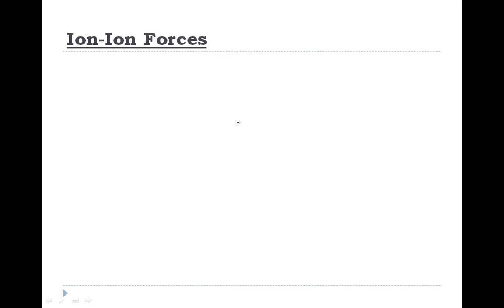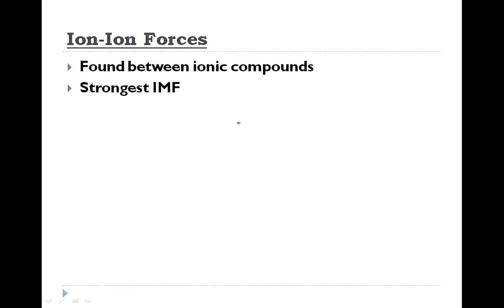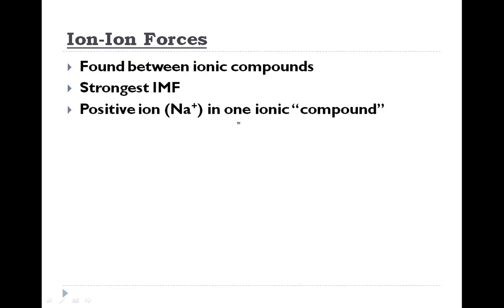Okay, our fourth and final force are ion-ion forces. These are, as you might have guessed, found between ionic compounds. It's the strongest intermolecular force because ions have full positive and full negative charges, not partially positive and partially negative. So what happens is that the positive ion, like sodium, in one compound, if we had sodium chloride, the sodium's positive, the chlorine's negative. We've talked about this being a compound of NaCl, but it's not actually. That's why compound is in quotes.